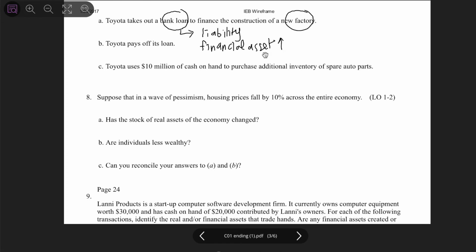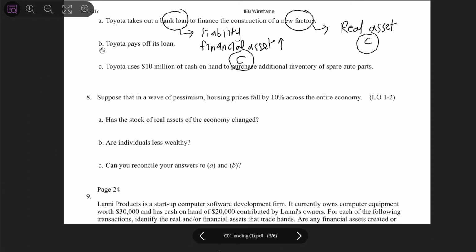So we can say financial asset was created. So I will say created, right? Financial asset created. What about the new factory? This is what? A factory that we make some products from. So this is a real asset, right? And we call that real asset created.